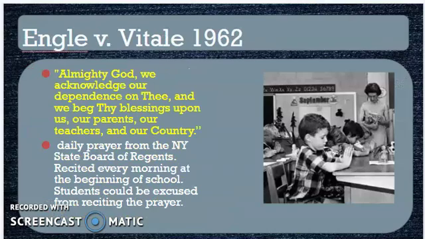Engel versus Vitale. So Engel versus Vitale is basically the prayer in schools case. This was the prayer in yellow that you see, that the New York State Board and all the students in New York State recited every morning. Now, that's a little different than what we're used to, because you would never catch us praying in school nowadays as a group because of this case. So this case basically said that you can't force people to pray in school because that's imposing religion on other people and therefore violates their First Amendment right.